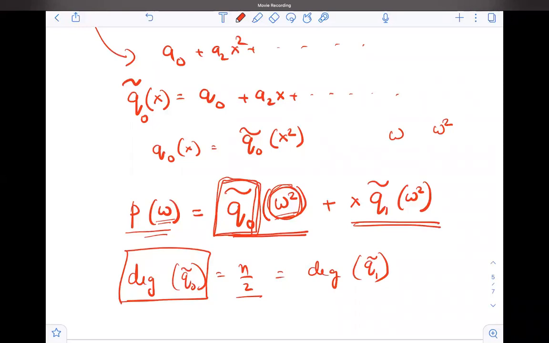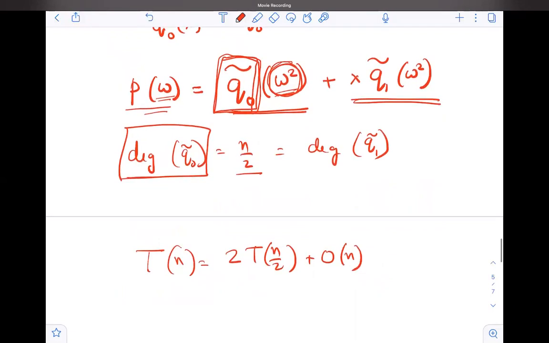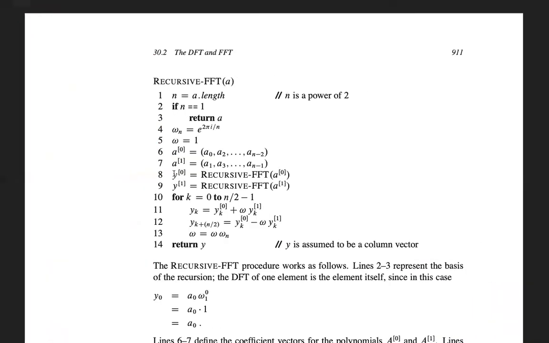Because we want to write this equation as T of n equals T of n by 2, and n by 2 fits as it is the n by 2th root. Otherwise, this one is going to give us one vector of size n by 2, and this is also going to give us one vector of size n by 2. We have to combine these two to get a vector of size n.